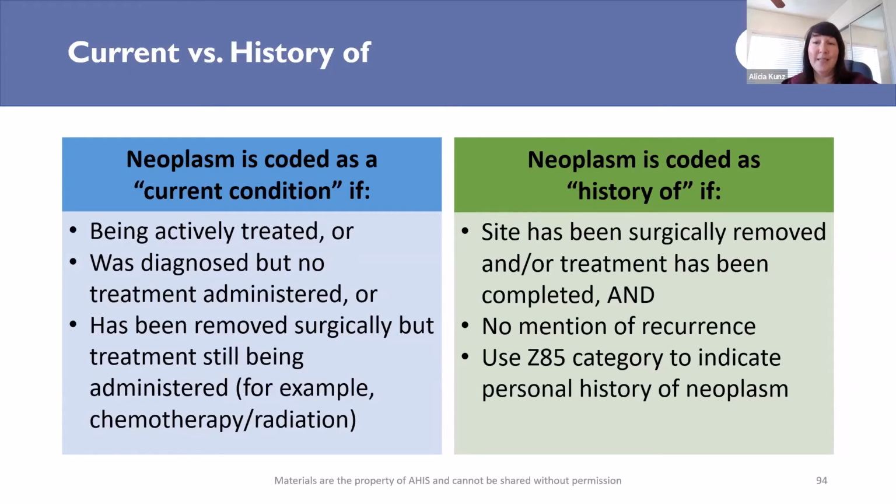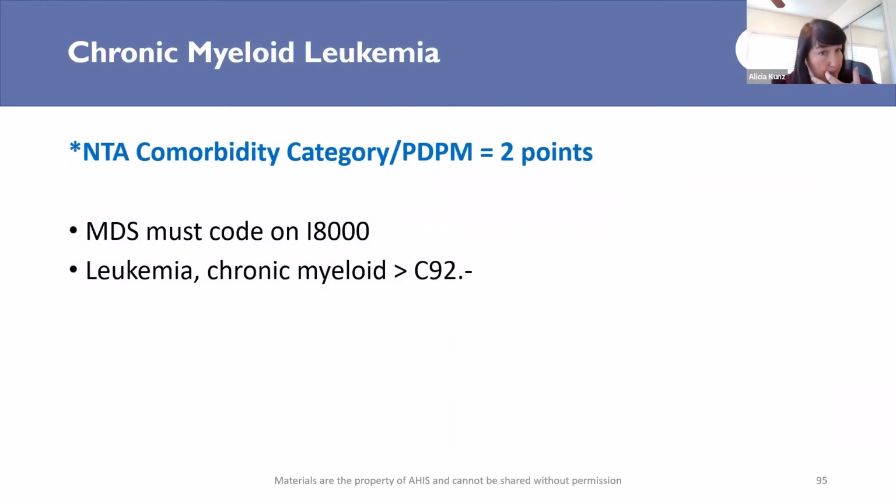You're going to code it as a history of a neoplasm if we've surgically removed the site, they've completed the treatment, and we have no documentation mentioning recurrence. And those codes you'll find under history, personal history codes. So you'd go to H for history, look up personal history. There's Z85 codes. And those personal history codes you can never use as a principal diagnosis. So just remember that.